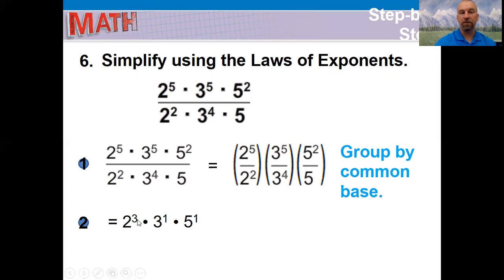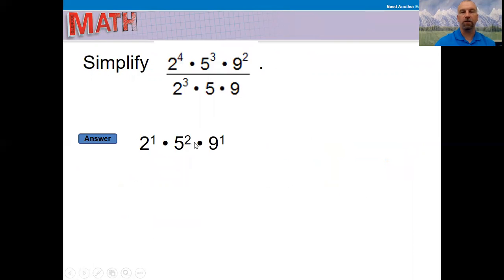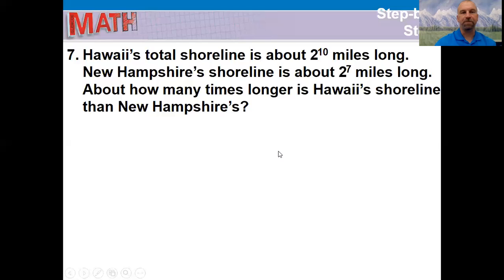Subtract them. 5 minus 2 is 3. 5 minus 4 is 1. 2 minus, don't forget, this is a 1 right here. 5 to the 1st power is 5. In the end, you don't really need to put the first powers if you don't want to. Oh, my answer came up. 2 to the 4th divided by 2 to the 3rd is 2 to the 1st because we do 4 minus 3. 5 to the 3rd divided by 5 to the 1st. Remember there's a 1st power there. 5 to the 2nd. 9 to the 2nd divided by 9 to the 1st is 9 to the 1st. That's how we divide.